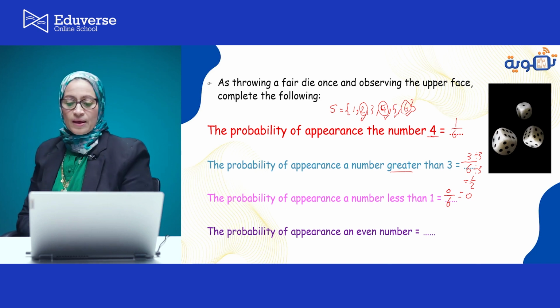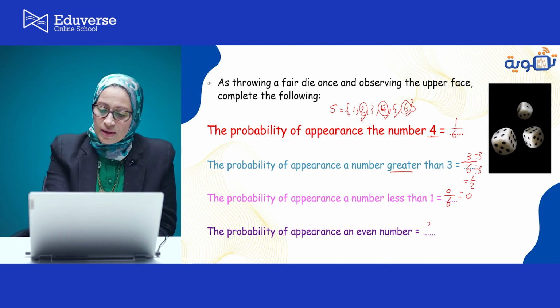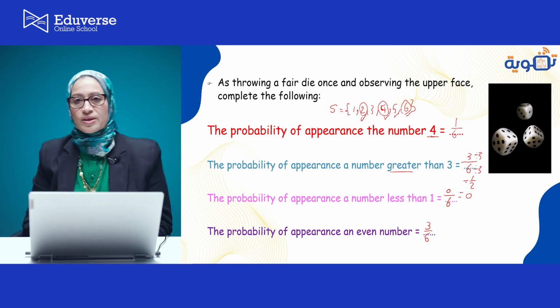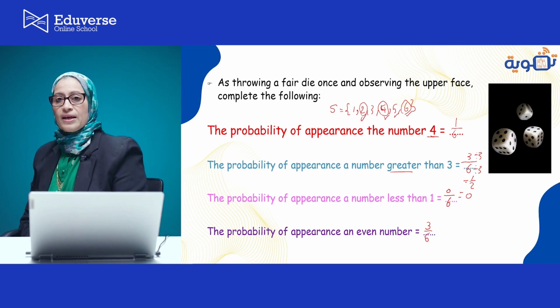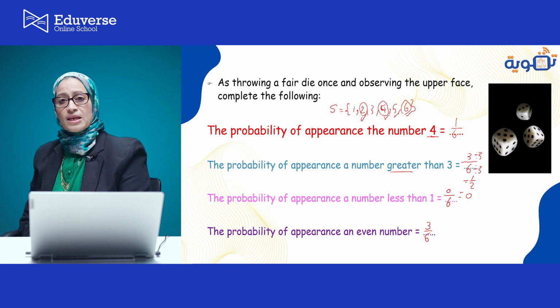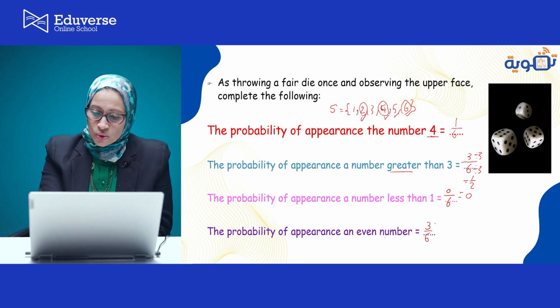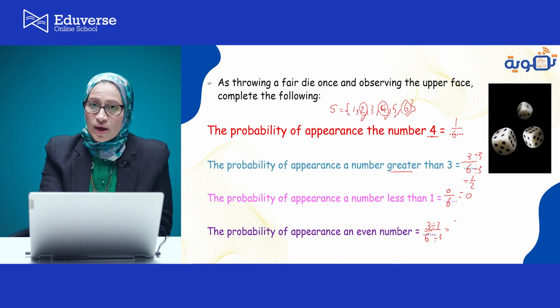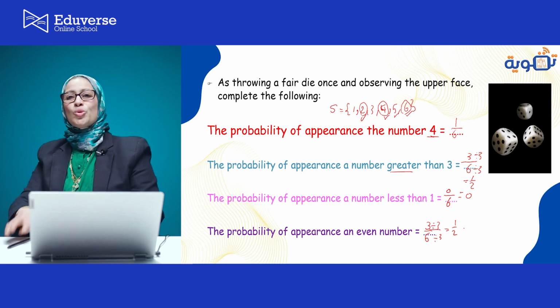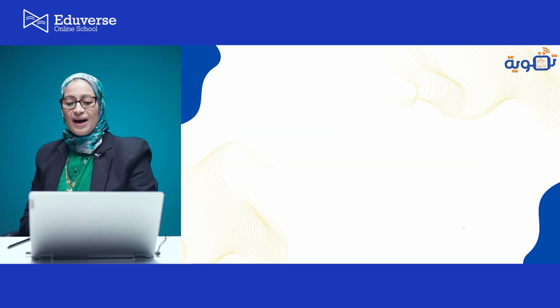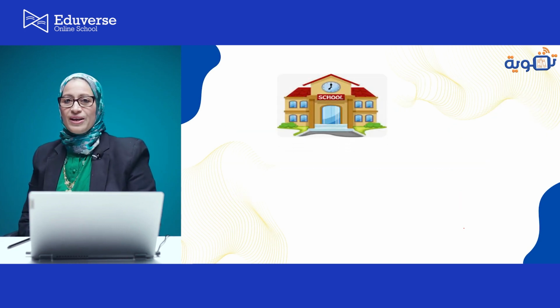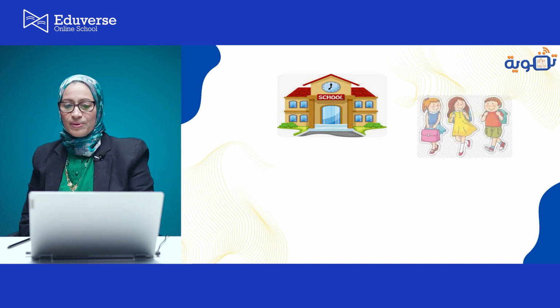So how many numbers do I have? 3 numbers. These 3 numbers will be 3 over the total of all the numbers I have in the die, which is 6. And also, as we said, we must make it in the simplest form. So I'll divide both sides by 3. 3 divided by 3, up and down. Then I will get 1 over 2. Super, my dear students. Now, I know that you are really good. This is the last example.